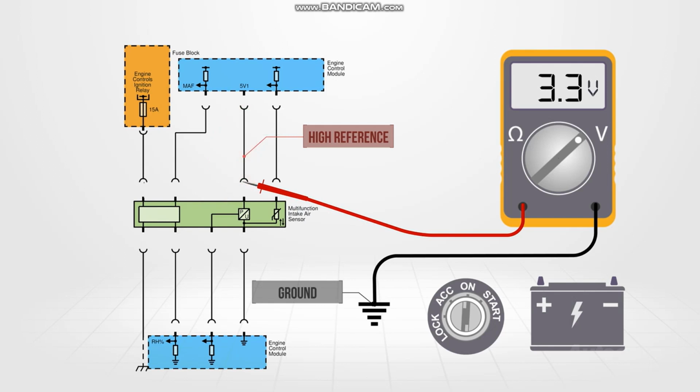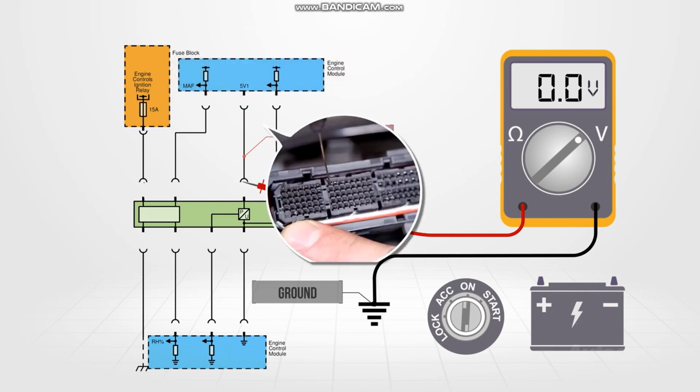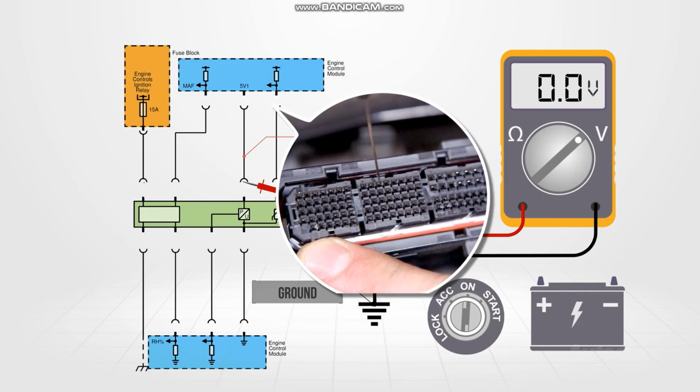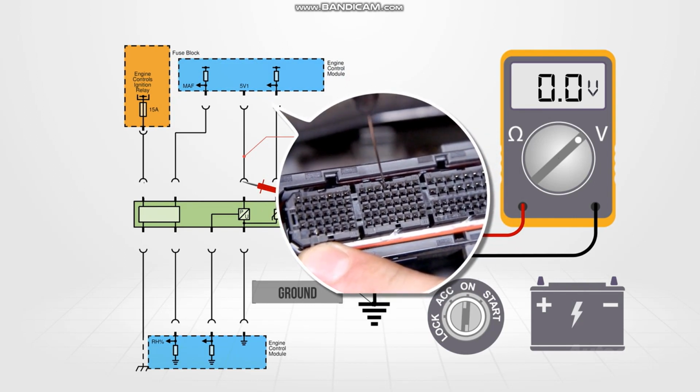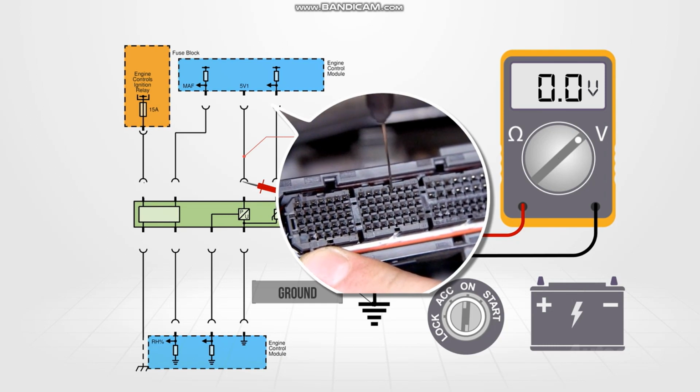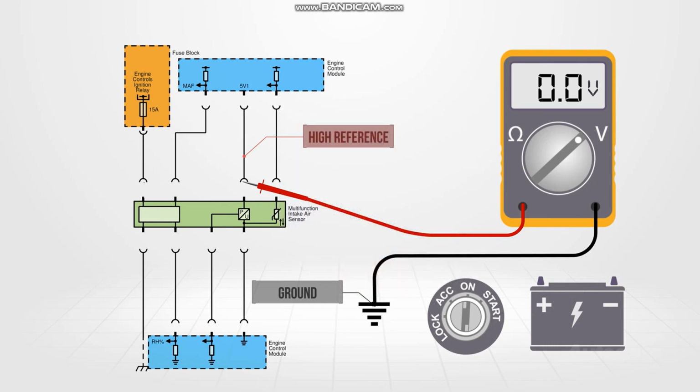But if the meter dropped to 0, then the short to voltage could be in the ECM or a circuit from the ECM. To eliminate the ECM as the fault, perform a continuity test between the high reference terminal and all other terminals in the ECM connector. If no fault is found, the short to voltage will be in the ECM.